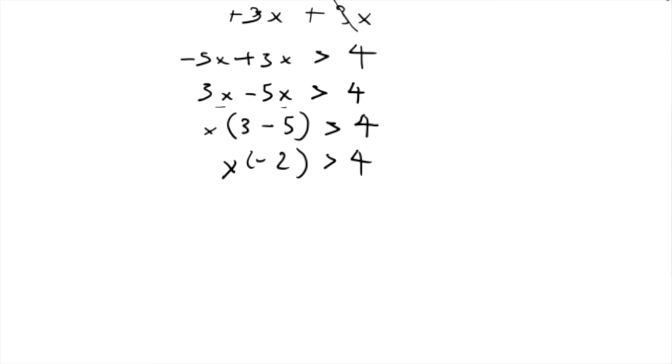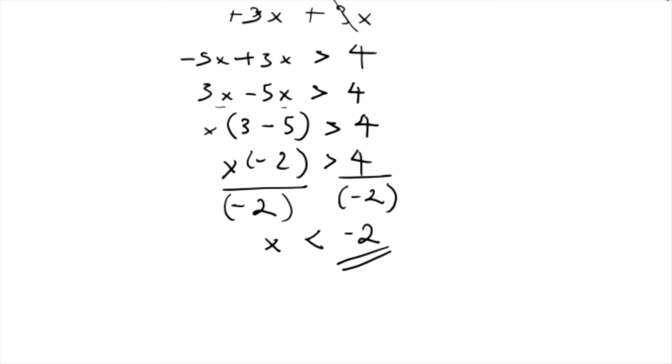Now since negative 2 is multiplying x, we can divide both sides by negative 2. And since we divide both sides by negative 2, the inequality changes to x is less than negative 2. Most people tend to wonder why this inequality changes. I won't get into the real details about why it changes, but let's think about it.